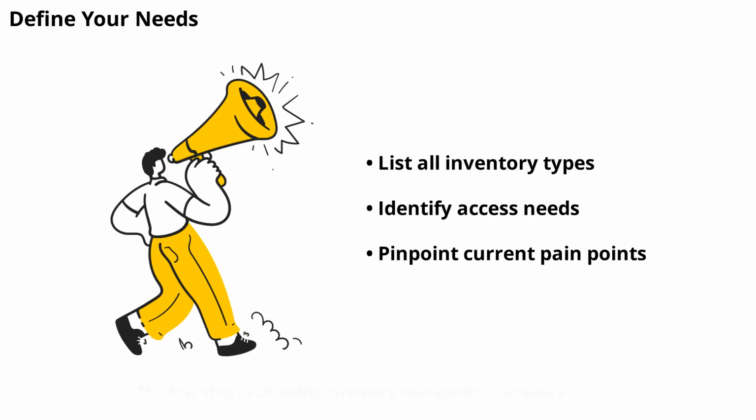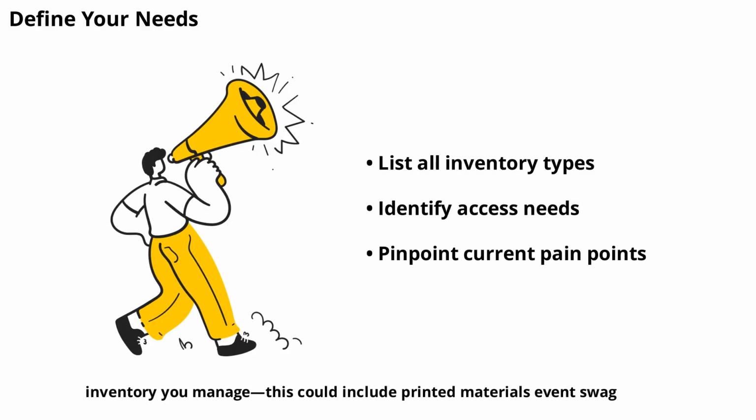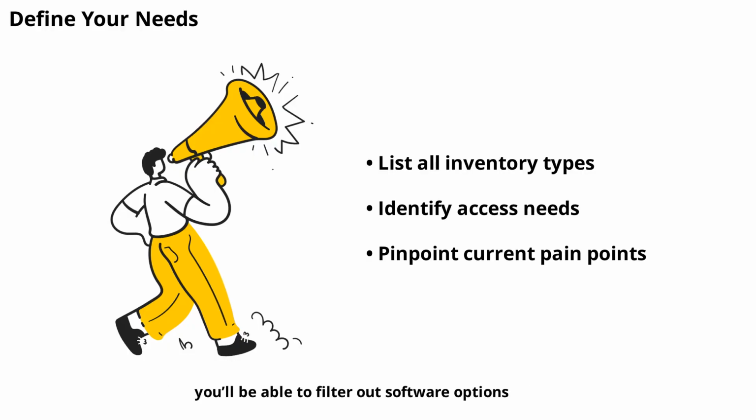The first step in choosing inventory management software is to clearly define your marketing team's needs. Start by listing all the types of inventory you manage. This could include printed materials, event swag, digital files, or even demo products. Consider how often you need to access these items, who needs access, and what your pain points are with your current system. By understanding your requirements, you'll be able to filter out software options that don't fit and focus on those that do.